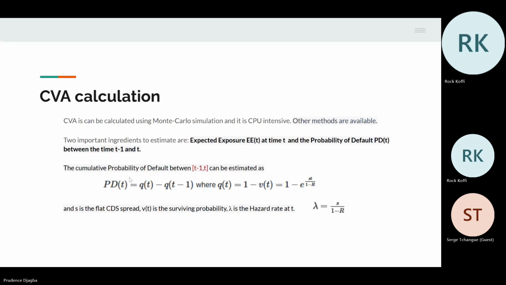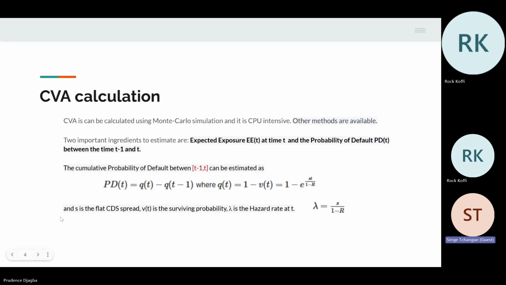And here, when we are estimating the cumulative probability of default, we choose the spread at 100 basis points. The credit default swap is just an insurance that we take against the counterparty. So I'm wondering how to generate those spreads in the real setting. Because here in my setting, I just take the spread as 100 basis points in order to estimate the cumulative probability of default.